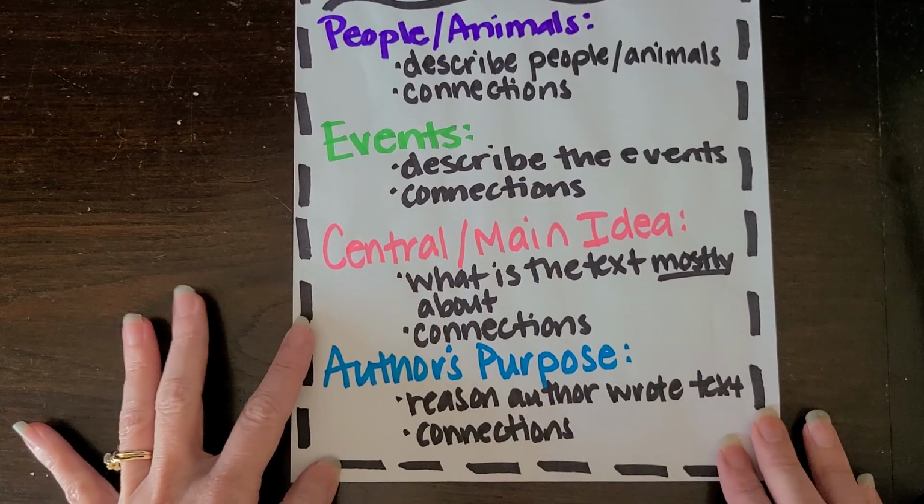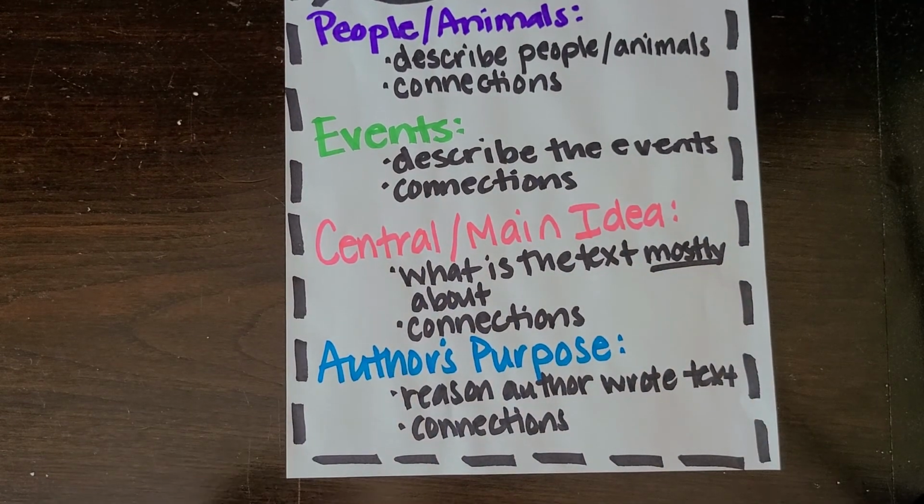And then, of course, as with the fictional stories, we're also going to do author's purpose with the informational text. So author's purpose is the reason the author wrote it. Did the author write it to persuade you, to inform you, to entertain you, to explain things? There's lots of different reasons that authors write things. And so we need to pinpoint why you think that author wrote that text and what the purpose was for writing it. And then also you need to make your connection. What connection can you make to the reason the author wrote that text?